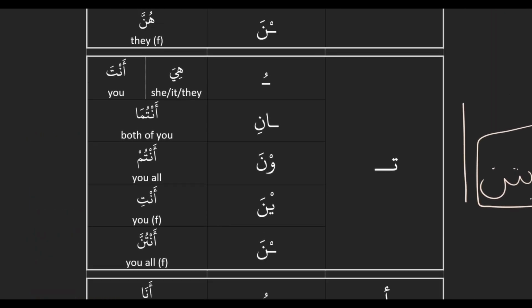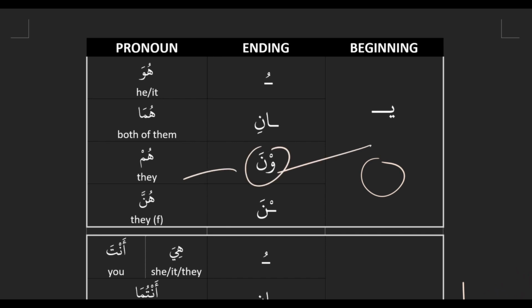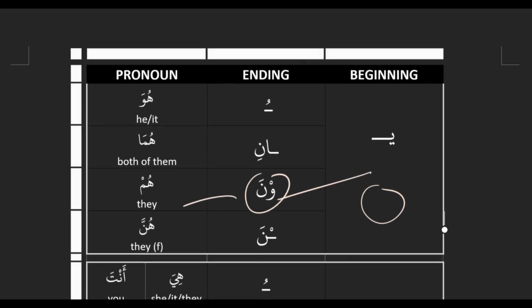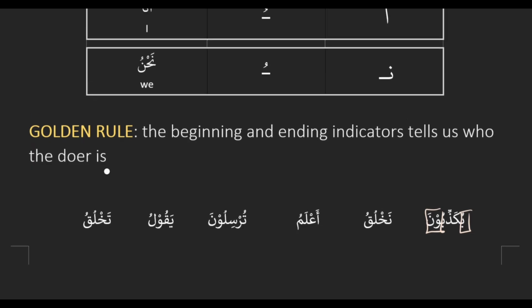And let's look at our chart here. Ya plus una combination makes? They. Good. Ya plus una is they, right? So the embedded doer here is they. Okay, let's look at our second one. نخلق. So find the indicators for me. The beginning is the na.